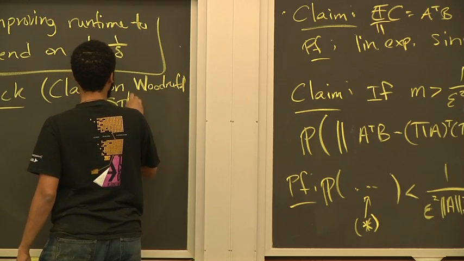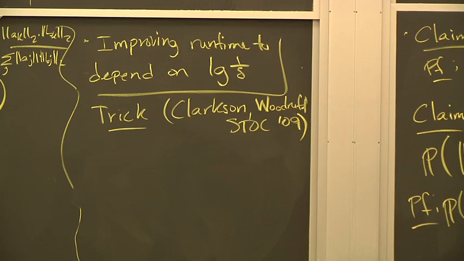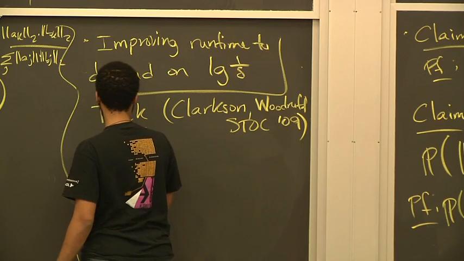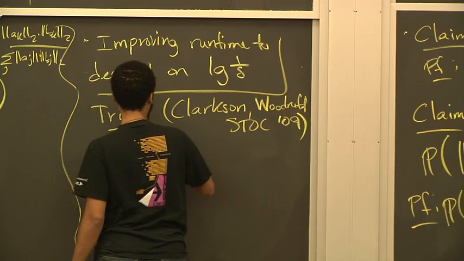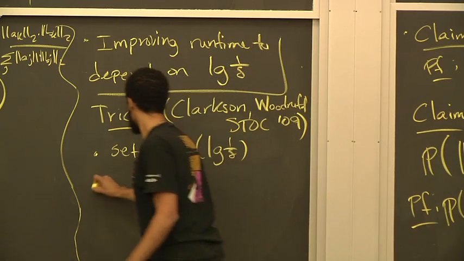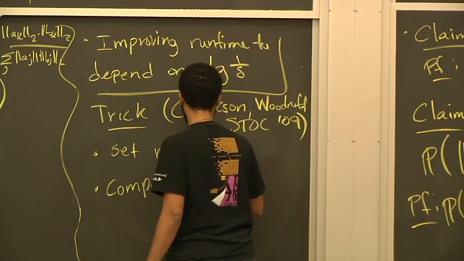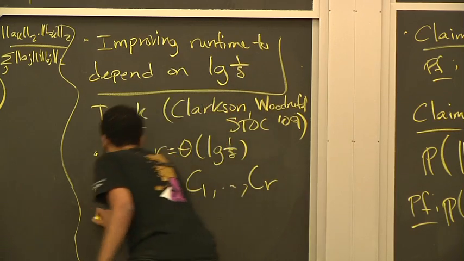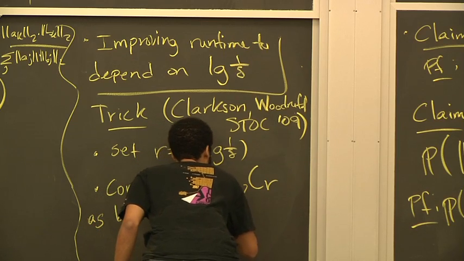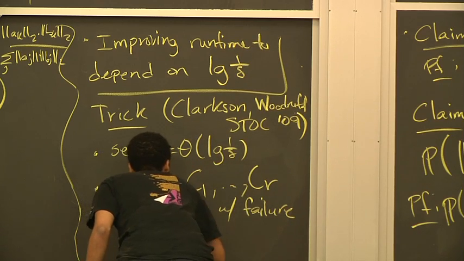This is from STOC 2009. Okay, set R to be something like log 1 over delta. Compute C1 through CR as before, each with failure probability 1 over 10.